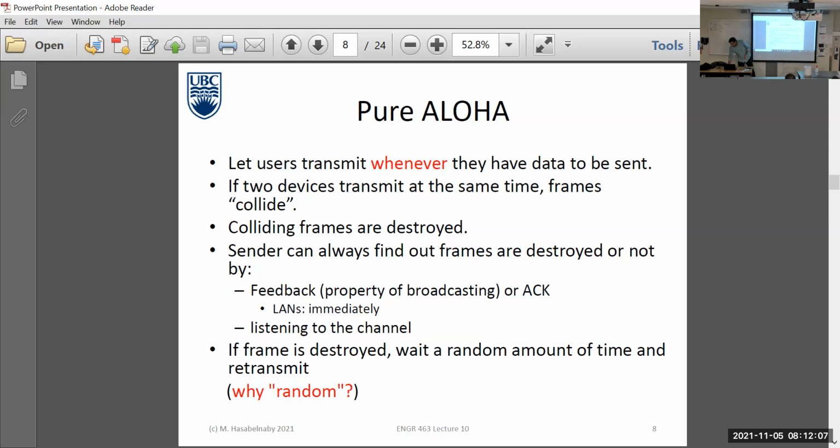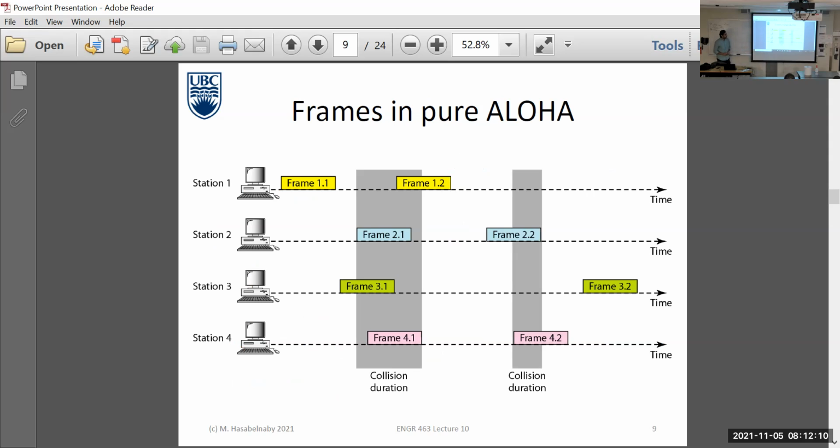As you can see from this figure, it explains the transmission of frames in pure ALOHA. Each station or each device transmits when it has a frame to transmit. This is the time scale. At this time, I want to transmit frame 1. I have frame 1, I will transmit it. At this time, I have frame 2, I will transmit it. So once you have a frame ready to transmit, you transmit.